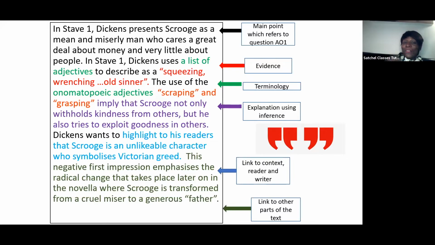Okay, can you see how I've used the what, the how, and the why? I've linked it with the wider issues of Victorian greed and the wider text, because later we can see the miraculous transformation. And you can see that the quotations have been sprinkled in, they've been embedded rather than separated, embedded into the sentences. Okay, now you can pause this webinar now and have a go at writing your own version of this analysis.